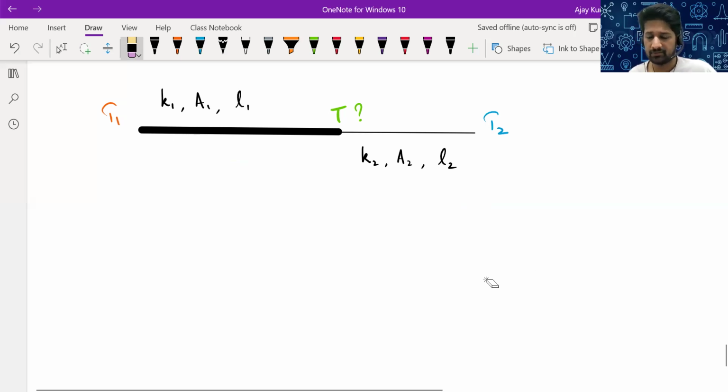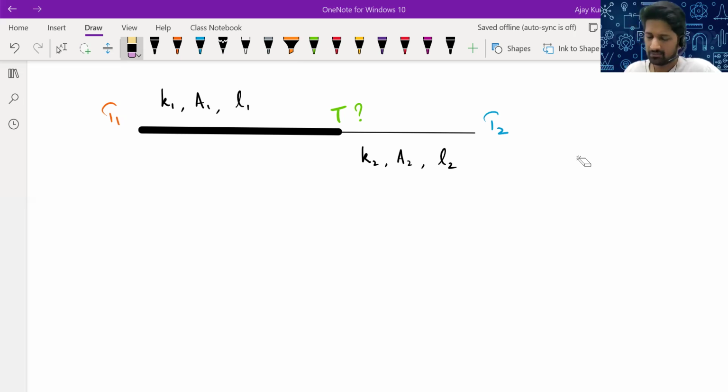Like how to make use of this unknown temperature to write the equation? So earlier, when there is one rod, we used to equate the heat current. Good. So here we will equate the common temperature. Okay, I understand what you're saying. The way you put it is not correct, but I understand.